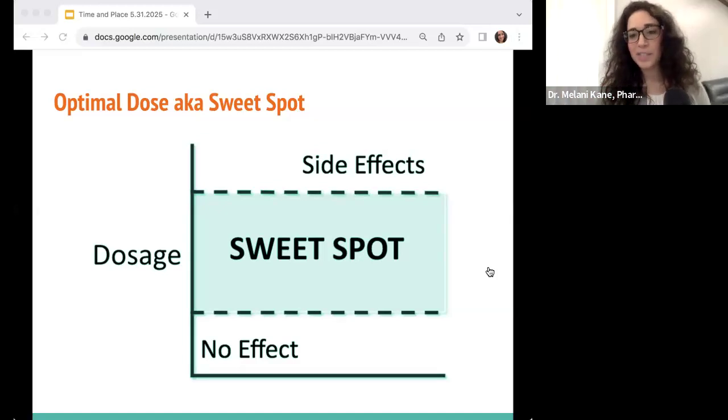And then we see above the sweet spot, that's where we have side effects. So that's the dose is too high, we have to back down.